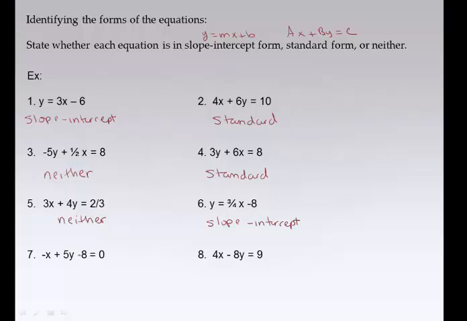Negative x plus 5y minus 8 equals 0. This is neither. And then 4x minus 8y equals 9. That is standard. So we need to be able to identify those forms because later we'll need to work with the various forms and convert between them.